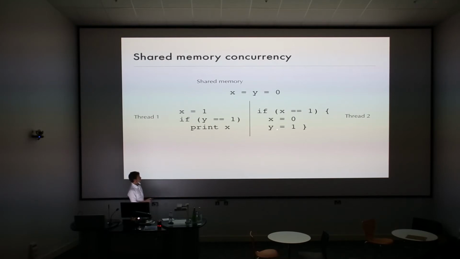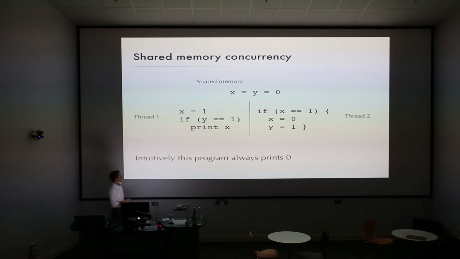Y is updated here, and it is only updated if x is 1, which is updated here. So we can imagine this schedule in which x is equal 1. Yes, x is 1, so x is 0, y is 1. Yes, y is 1, print x, and this will print 0. So we expect this program to always print 0.